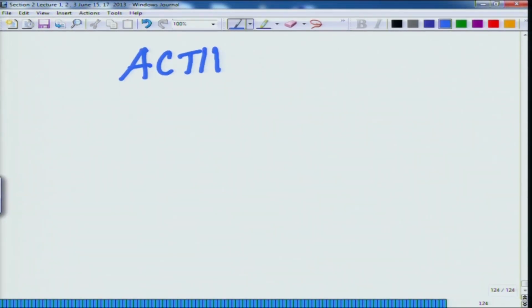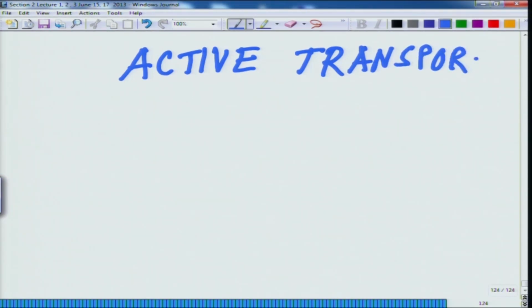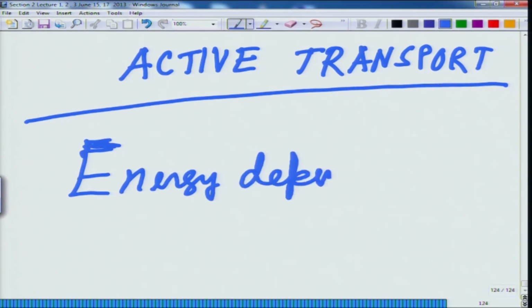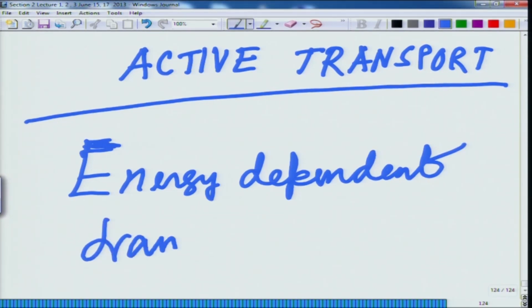As of now we talked about all the processes which are not energy dependent; they did not need any energy. Active transport needs active participation of energy rich molecules like ATP. So, these are the energy dependent transport phenomena.